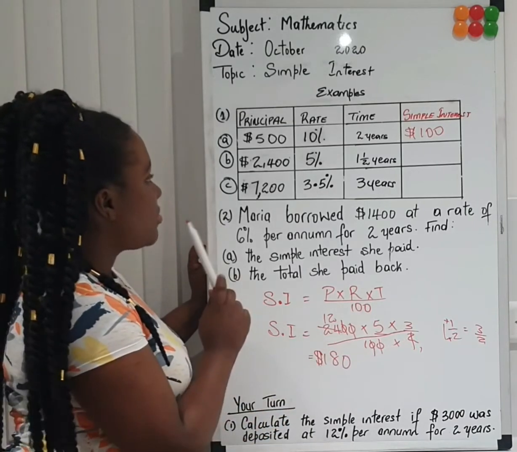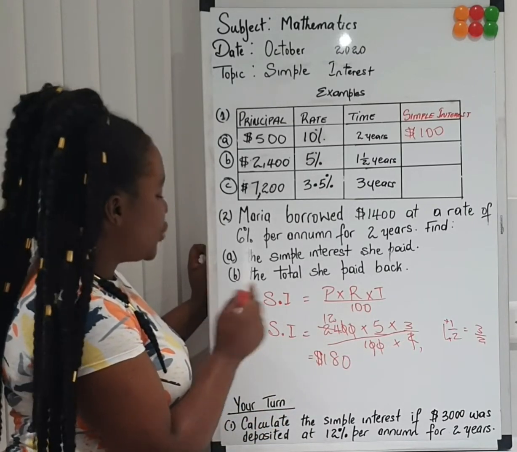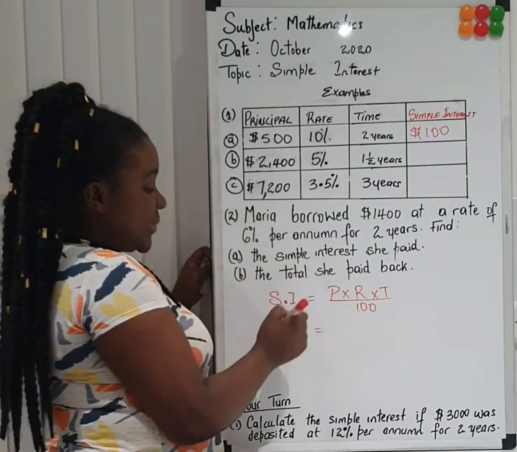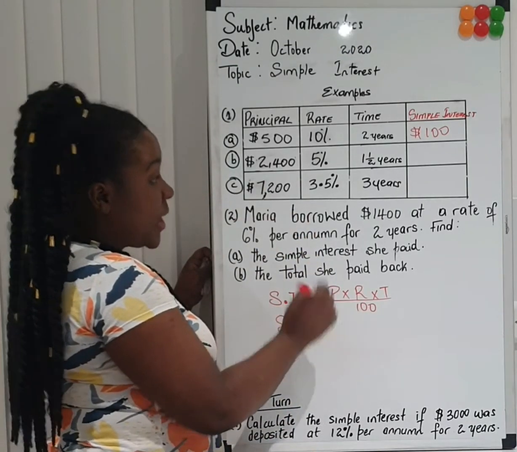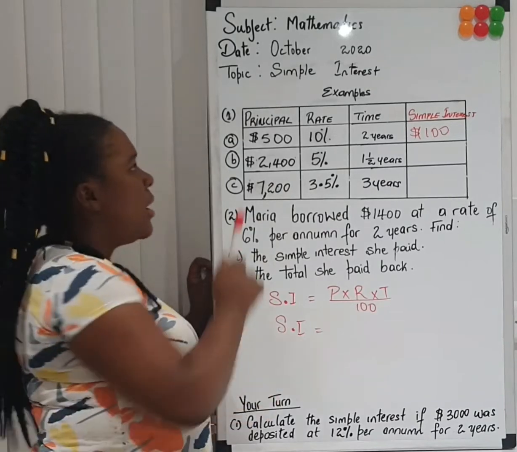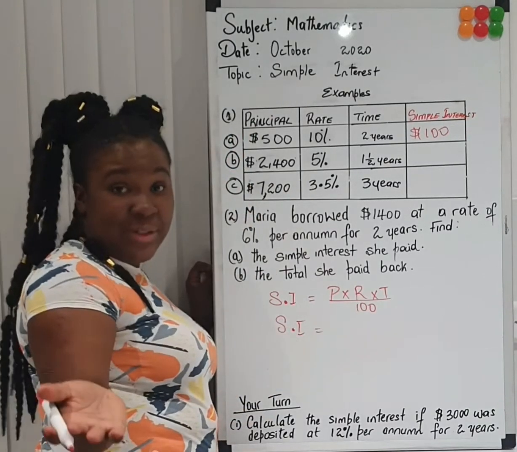Alright? We're going to go ahead and do C. It says the principal, we're finding simple interest, right? The principal, what's the principal? Let me look at my table. Oh, that's 7,200.